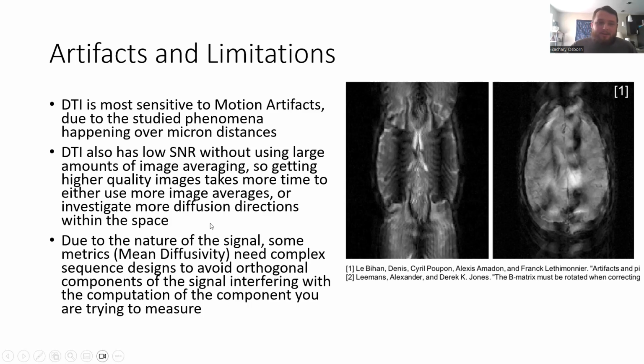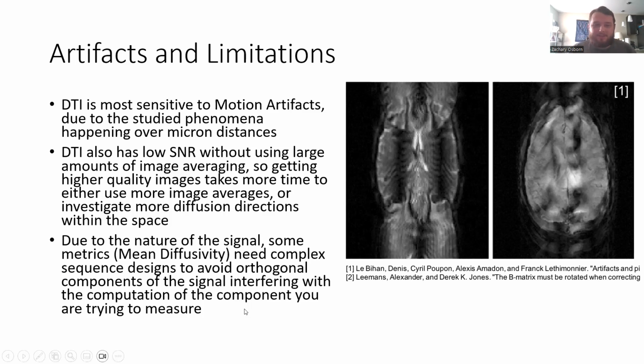DTI also has low SNR, using large amounts of image averaging. So getting higher quality images takes way more time, by either using more image averagings or investigating more principal planes of diffusion. The paper by Libby, the paper I read, had one diagram showing 628 principal directions to investigate for DTI, which was absolutely insane. I know computers are very fast, but investigating that many directions just does take a lot of time. Of course, you have to think about the gradient power for MRI safety and SAR.